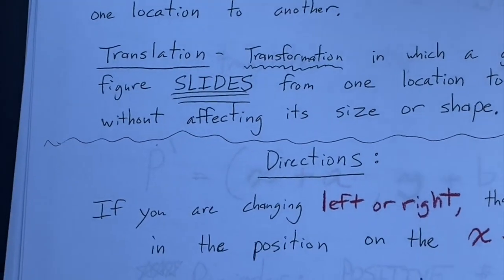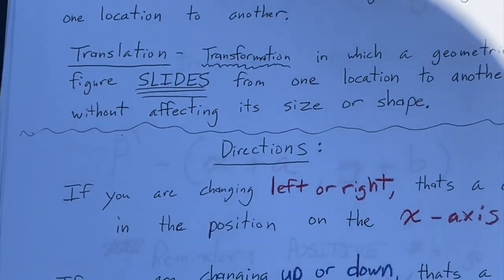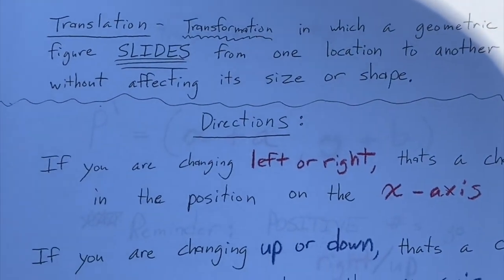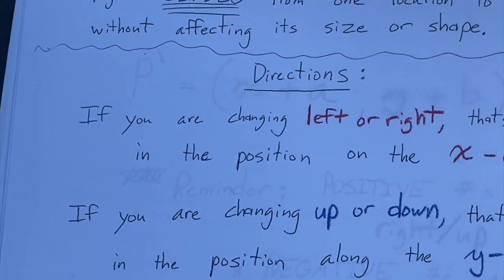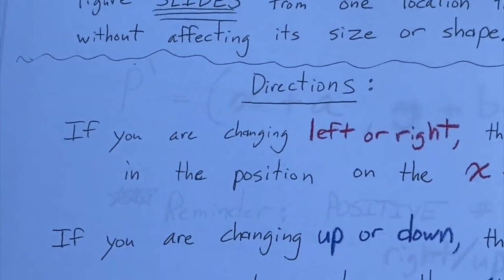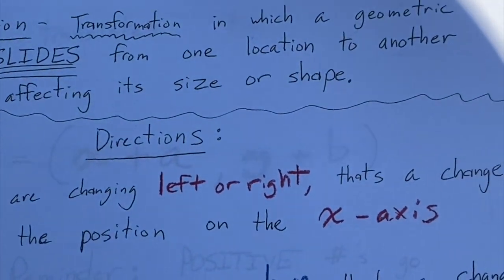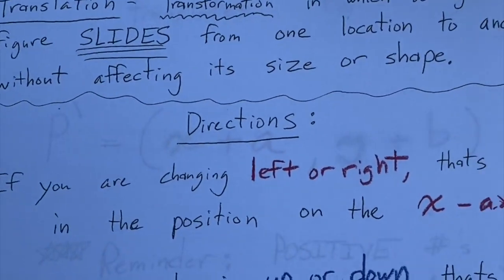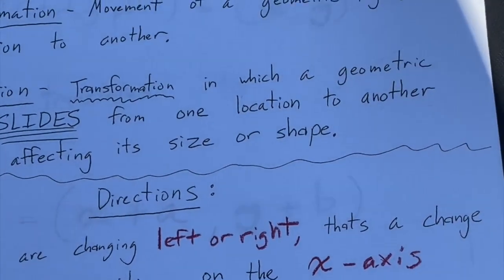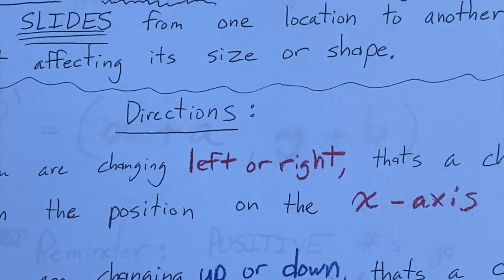So, let's take a look here. Here are some directions, which can also be a reminder for our coordinates activity that we did second quarter. So here's step one. If you are changing left or right, that is a change in the position on the x-axis. So let's say we have a point on an axis.